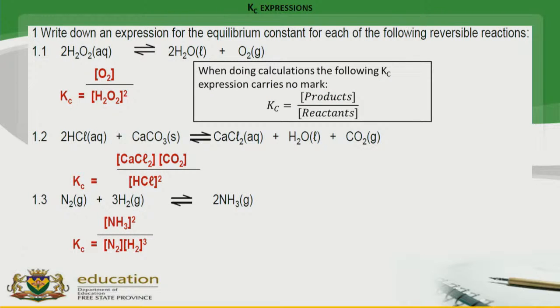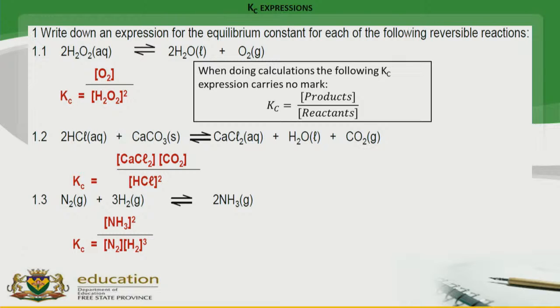Now, Kc expressions. Remember, when we write our Kc expression, we use the concentration of the substances on the right hand side, which we call products, divided by the concentration of the substances on the left, which we call the reactants. But when we're supposed to do Kc calculations, saying Kc is the concentration of the products divided by the concentration of reactants carries no mark. You must show us what those products are. For example, here in 1.1 we have H2O2 forming H2O and O2, and make sure that the equation is balanced.